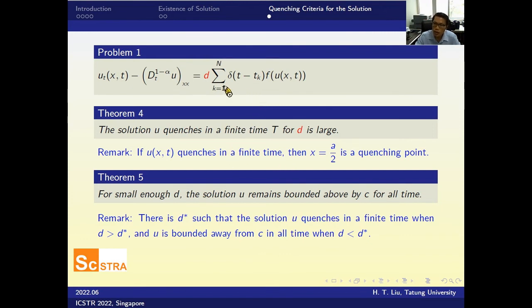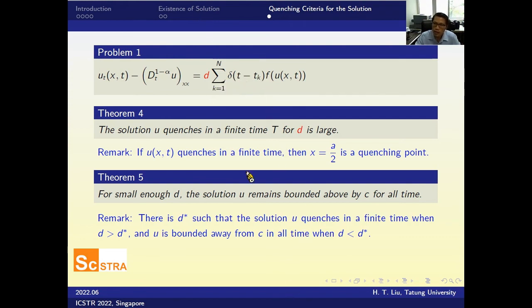Now, another direction to consider this problem is that since we have so many point sources inside the system, how frequently we put in the energy will make the conditions different. So in this paper, we consider what happens with T sub k related to D. And also, there will be a competition between D and T sub k. For example, when D is small, normally the solution should be bounded away from C all the time.